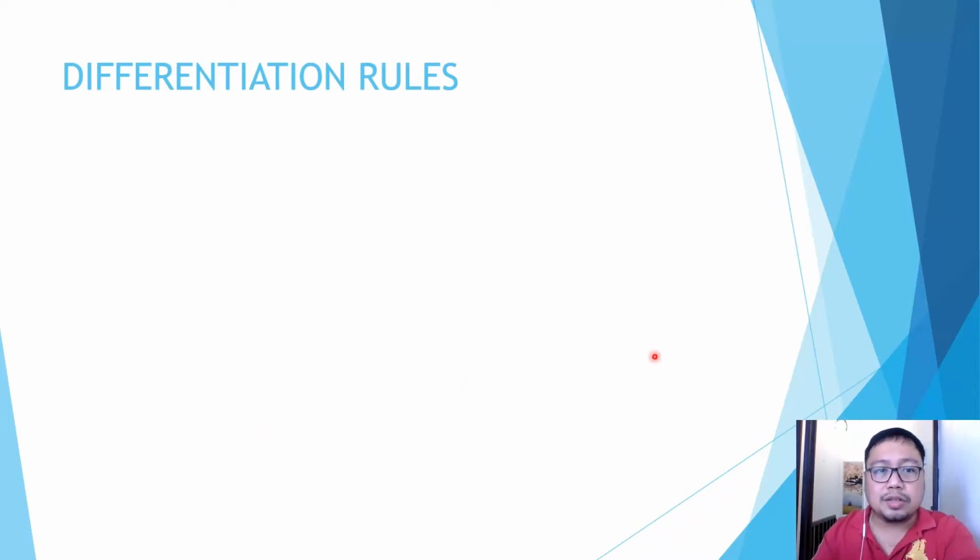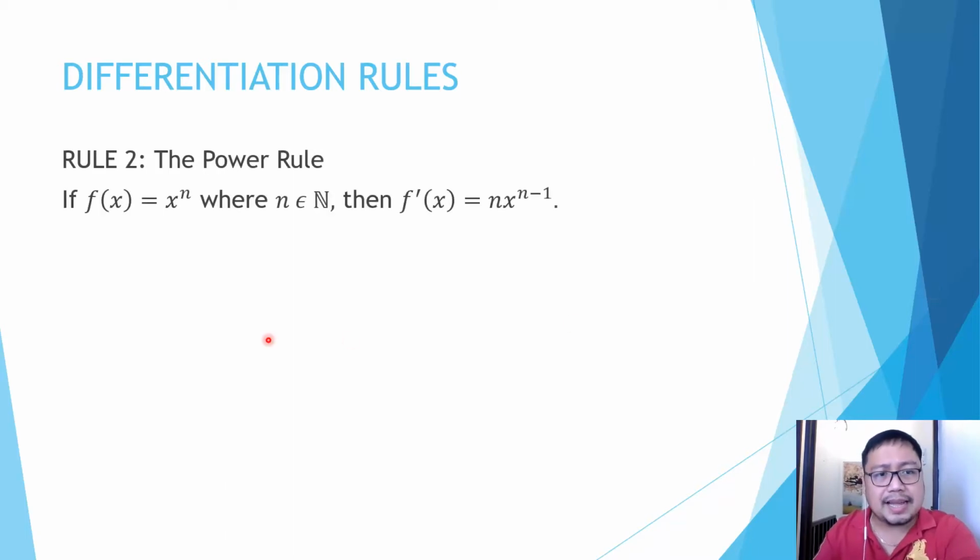Rule number two, the power rule. It says that if f of x equals x to the power n, where n is an element of the natural numbers, then the derivative of the function equals n times x to the power n minus 1. Question: what are the natural numbers?